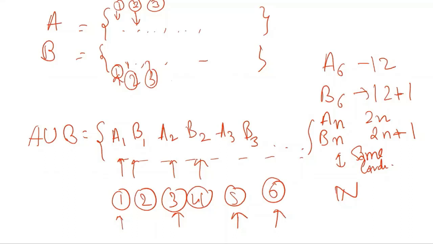A union B, because every element of A union B would be either from AN or BN, right? If I can find out which set this belongs to, I find the original order where it was in the set. From that n, I am able to map it to 2n. If it is in B, then it will be mapped to 2n plus 1.